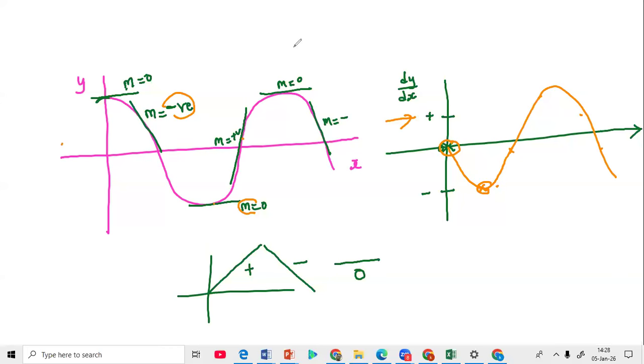Members, are we on the same page? Kindly let me know through the chat whether now we are picking. Okay, from the chat, people are saying now we're on the same page. Perfect. So that's how you can do it on a graphical approach.